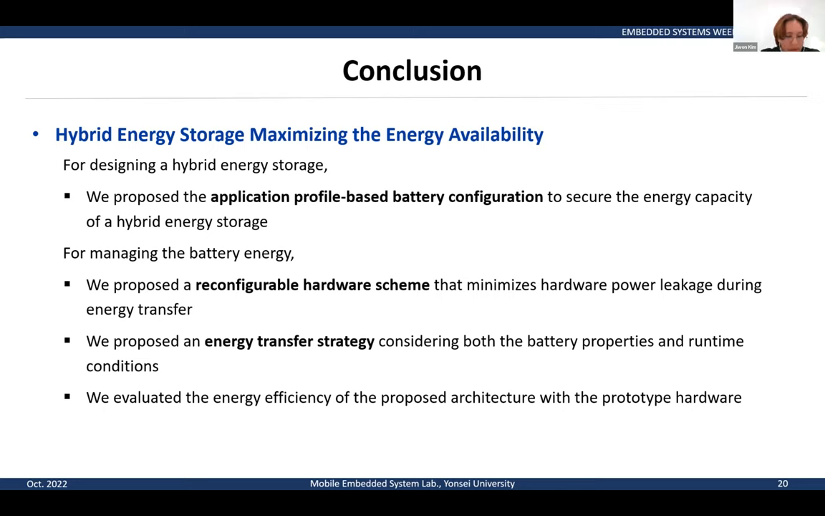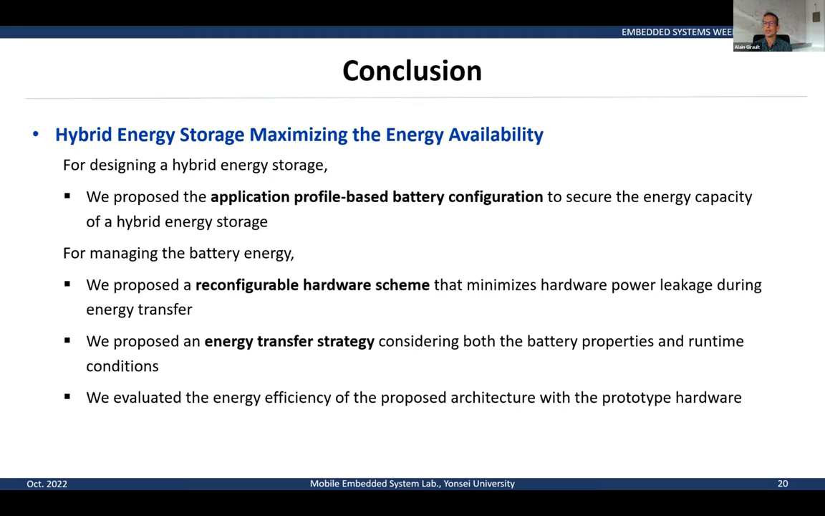Our goal is making the battery that can provide high and stable energy. And to provide high energy, we should use the battery with high energy density, and to provide stable energy, we should use the battery that can provide high operational tolerance. This is related to the energy availability. So we choose these two performance for making the hybrid battery system.